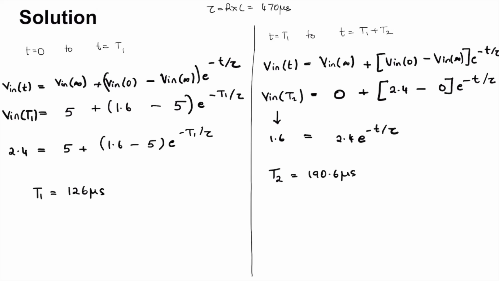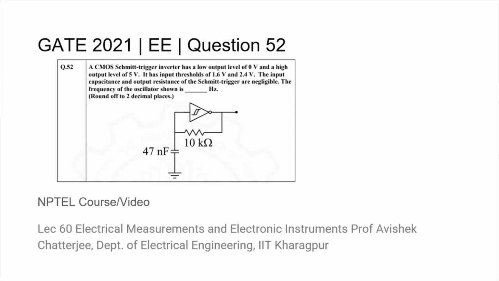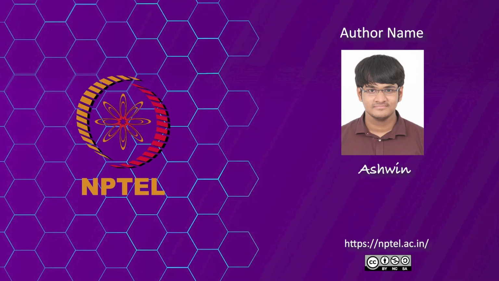But remember, what we want is the time period T, which is t1 plus t2, which is approximately 316 microseconds. And the frequency f is 1 over T, which is approximately 3164 Hertz. Thus the answer is 3164.